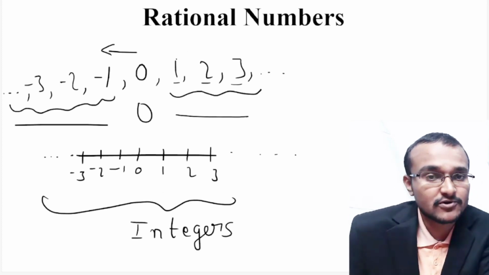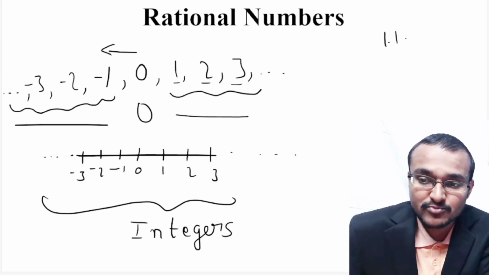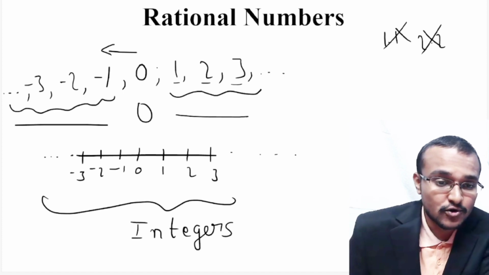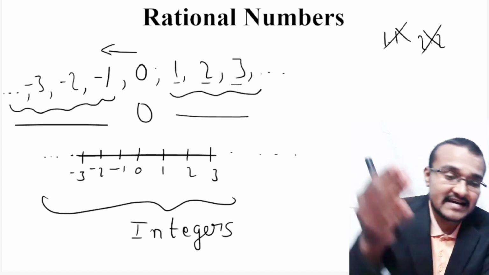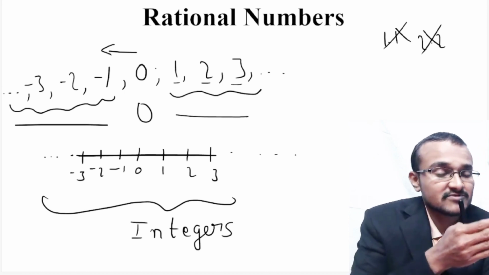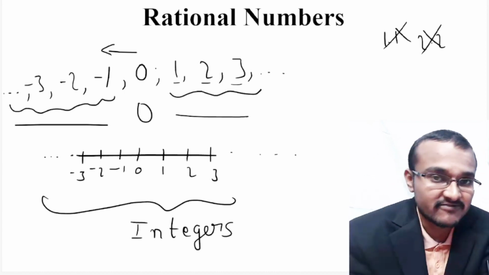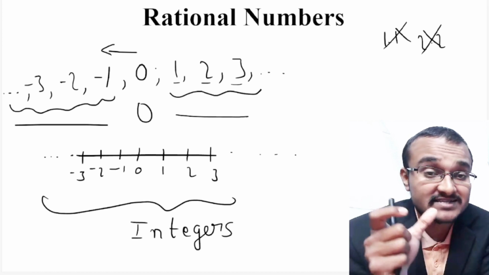Here also you should remember that there should not be any decimal places. It should be a full whole number, not 1.1 or 2.2. It should be a whole number starting from 0 till infinity, and before 0 there are negative numbers which also go till infinity. These kind of numbers are known as integers.